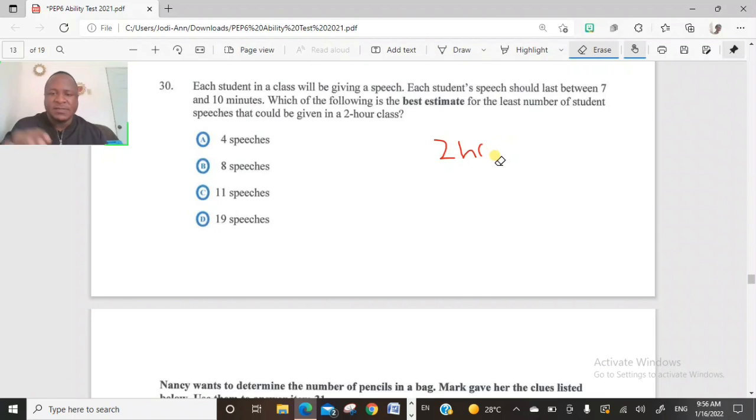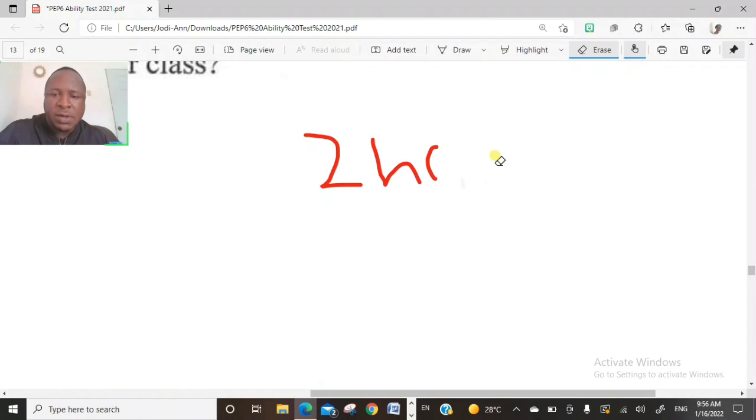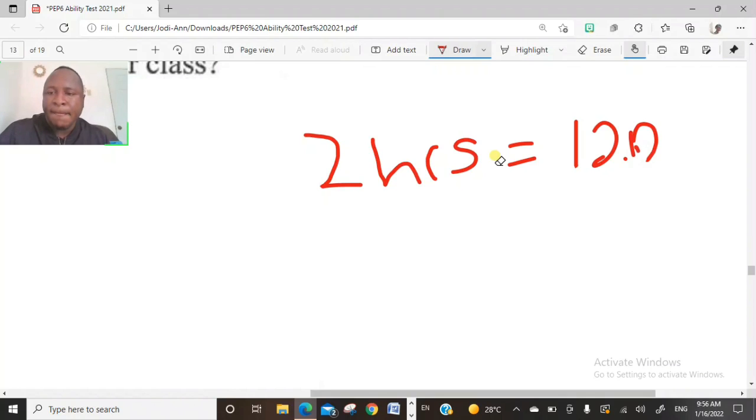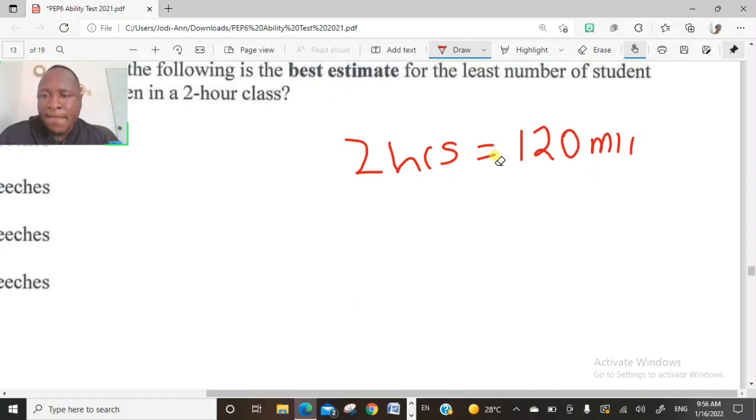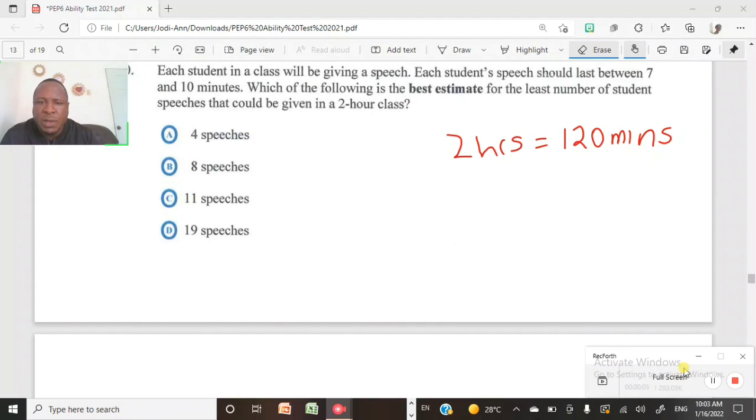All right, I'm writing with the mouse here, guys. It's very difficult. Let me zoom and write 2 hours equal 120 minutes. Oh, this thing is killing me. All right, so 2 hours equals 120 minutes. Okay, so we established that 2 hours is 120 minutes.